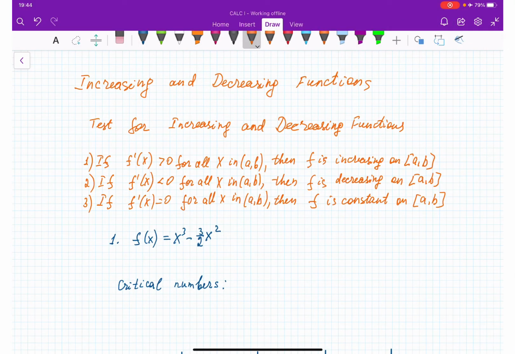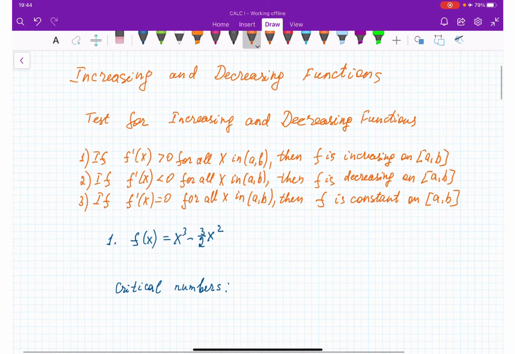Okay, the topic of this video is increasing, decreasing functions and the first derivative. Using the derivative, we're going to figure out on which part the function is increasing, and on which part the function is decreasing. So here is the guideline.